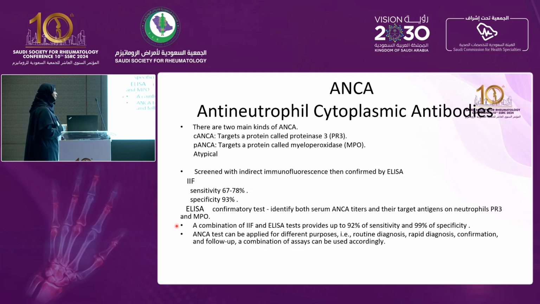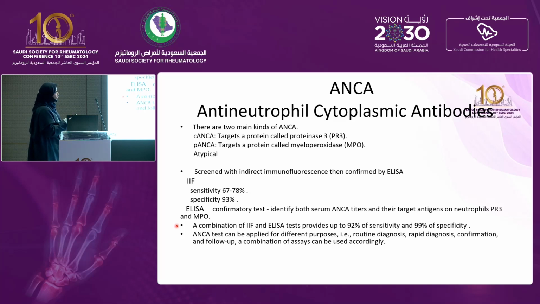Only a few slides about the ANCA. You know ANCA, we have two types of ANCA, C ANCA and P ANCA, and there is atypical ANCA, which is the third one. C ANCA targets proteinase 3, and P ANCA, the myeloperoxidase, the enzyme that is targeted with this antibody.